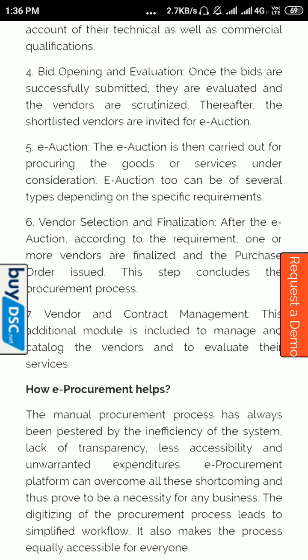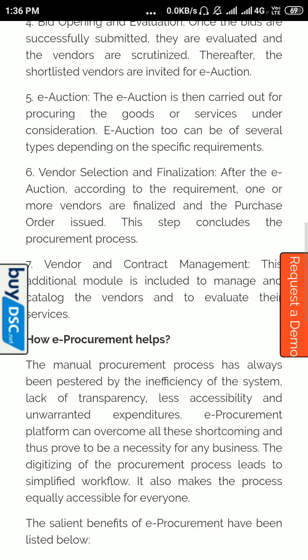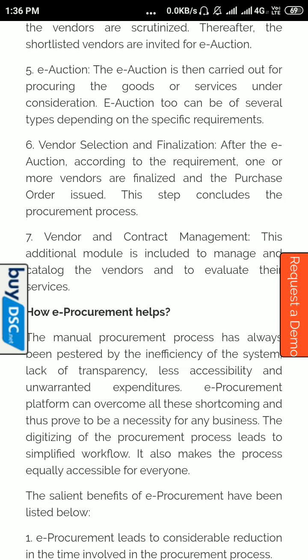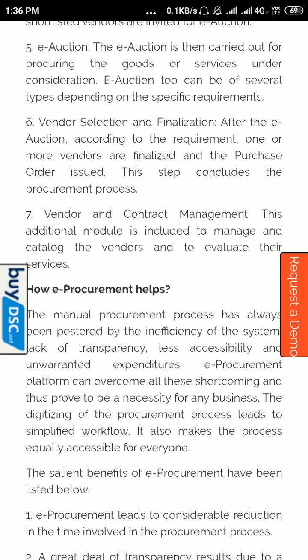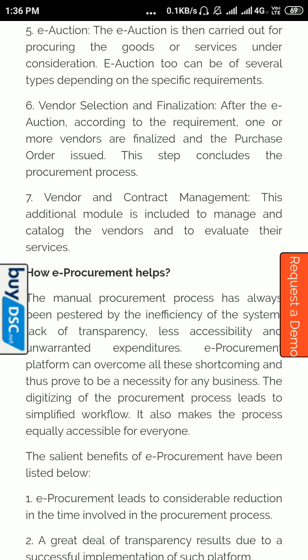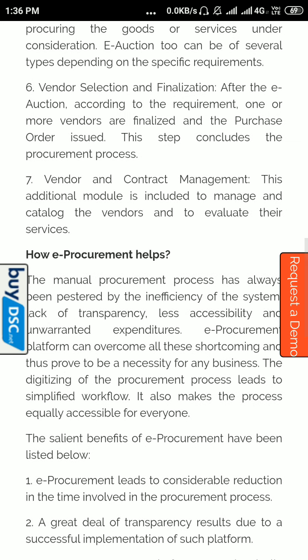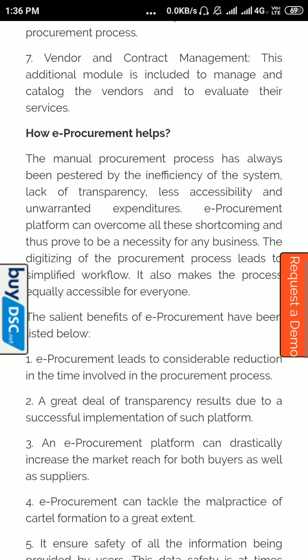Vendor selection and finalization. After the e-auction, according to the requirement, one or more vendors are finalized and the purchase order is issued. This step includes the procurement process, vendors and contract management. This additional module is included to manage and catalog the vendors and to evaluate their services.